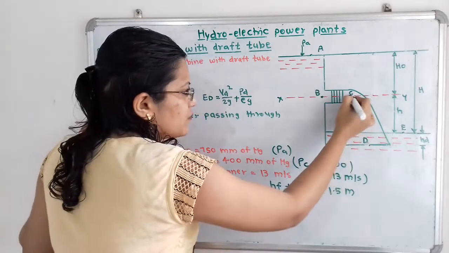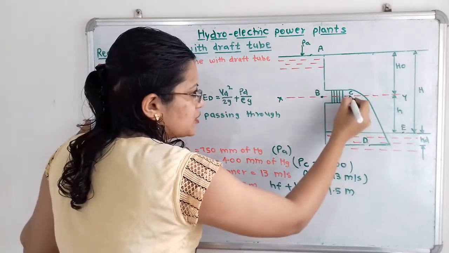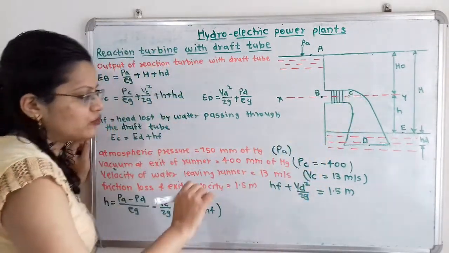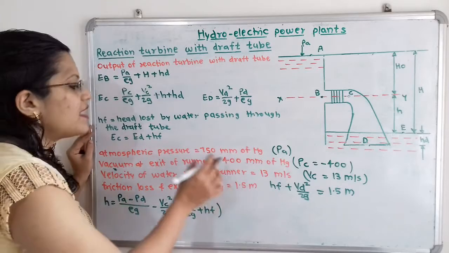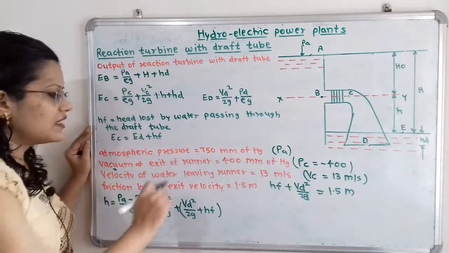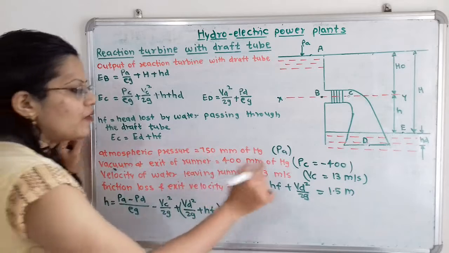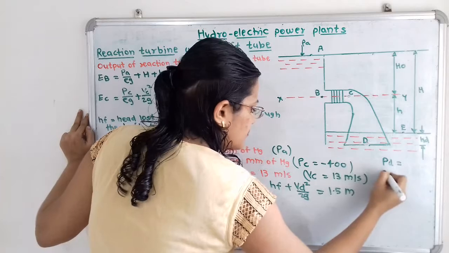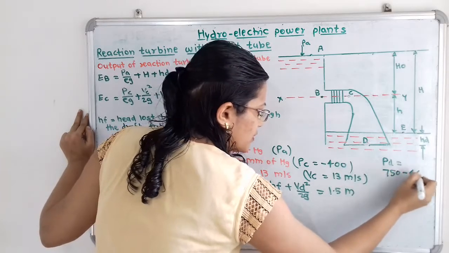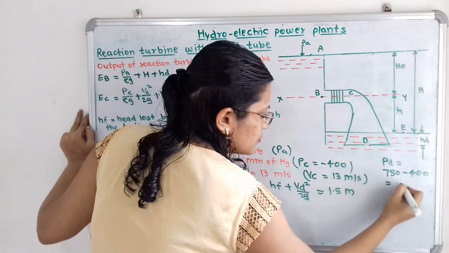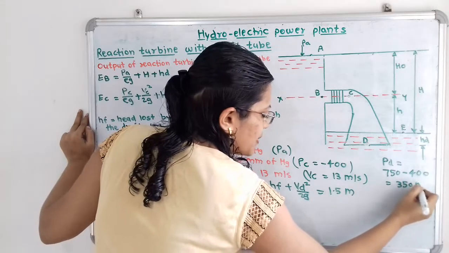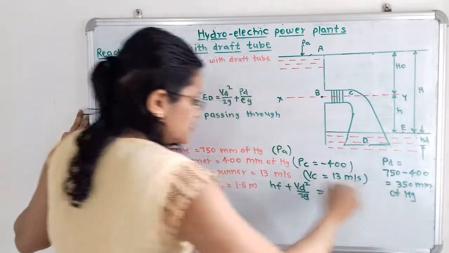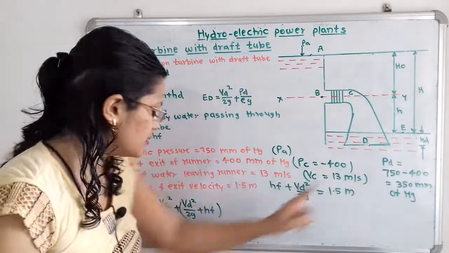To calculate the pressure at point D, we have to take the atmospheric pressure plus the pressure at point C. But at point C there is a vacuum, so we have to take the minus sign. The atmospheric pressure is given as 750. So the pressure at point D, PD, is equal to 750 minus 400, which is equal to 350 mm of Hg. We have to use the same unit, mm of Hg, so directly I will use 350 here.